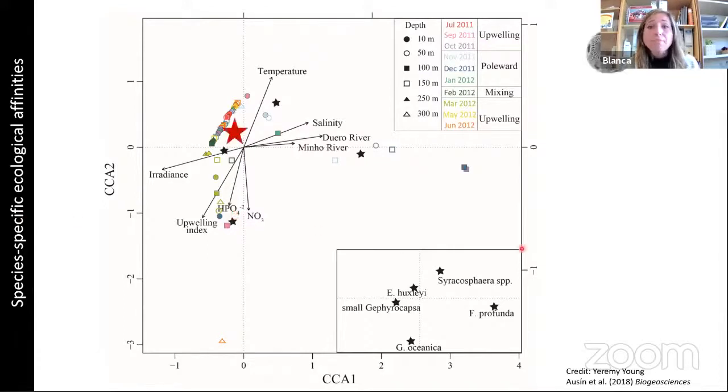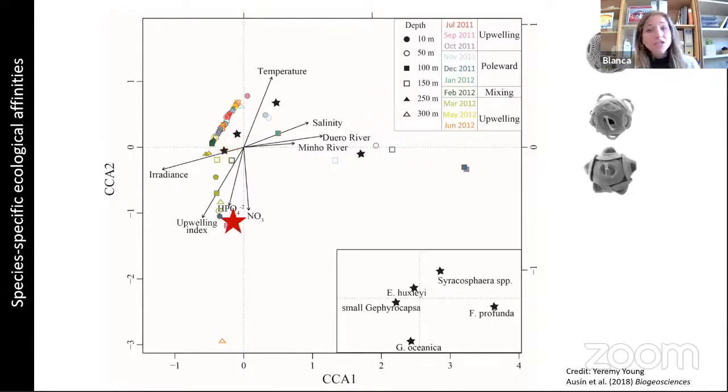For example, Emiliania huxleyi is linked to the upwelling relaxation conditions. This is, it blooms during the upwelling regime, but mostly related to more stable waters, let's say when the waters are already warmer and nutrient poor. But on the other hand, we can see that small Gephyrocapsa is also related to the upwelling regime, but to colder waters and higher nutrient availability. So despite the common affinity of Emiliania huxleyi and small Gephyrocapsa for the upwelling regime, they seem to have a distinct preference for different stages of the upwelling event.